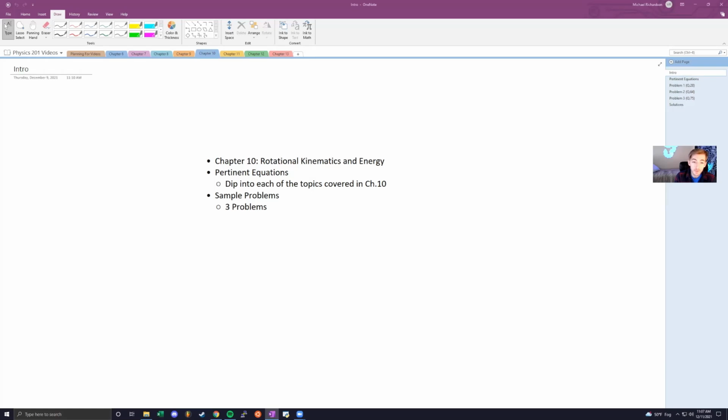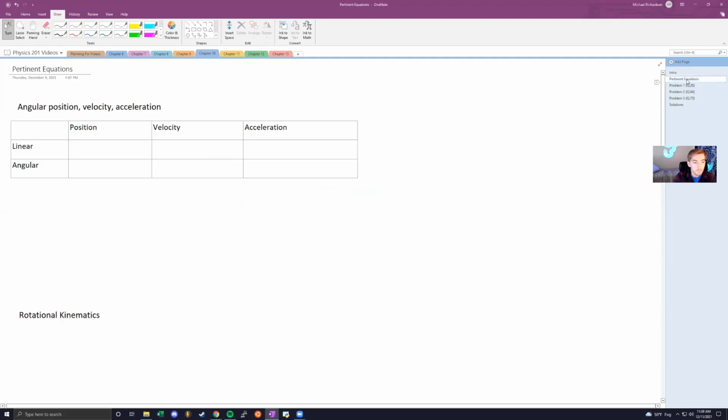What we're going to be talking about here are rotational kinematics and energy. To kick this off, we're going to go through some of the pertinent equations, or rather the main topics that were covered in the entirety of Chapter 10, and some of the processes that we had gone over. And then I have 3 sample problems for things that we are going to do. Okay. So let's get into it.